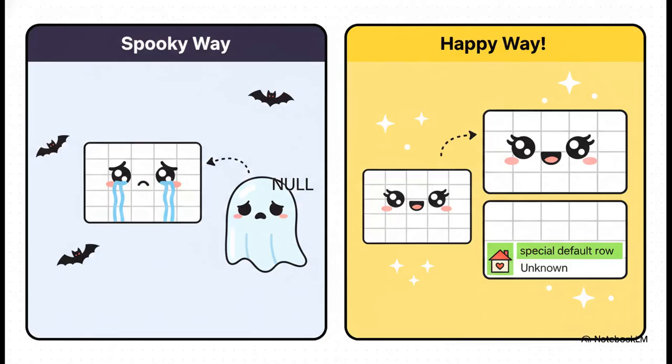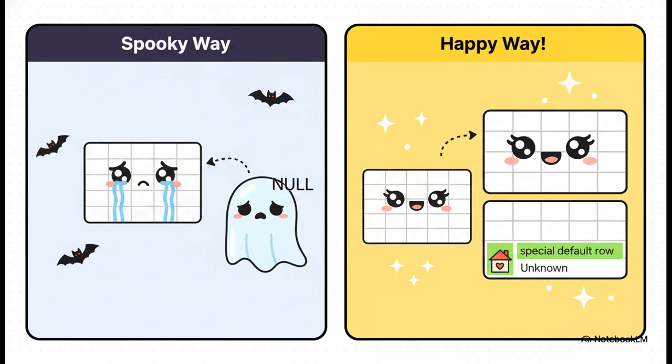So how do we fix this spooky situation? Well, on the left, you see the sad, haunted way with that ghostly null. But over on the right, ta-da, the happy way. Instead of leaving this empty void, we just create a special default row in our dimension table for unknown or maybe not applicable. Now our fact table can always point to a valid home. Every single piece of data is accounted for.